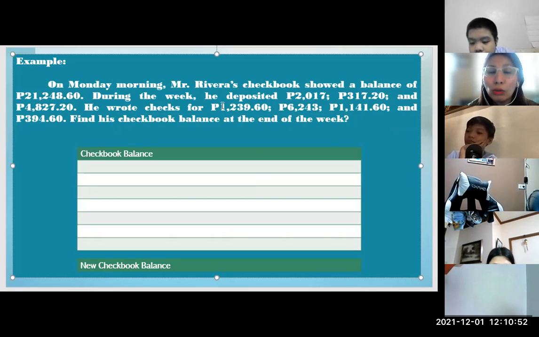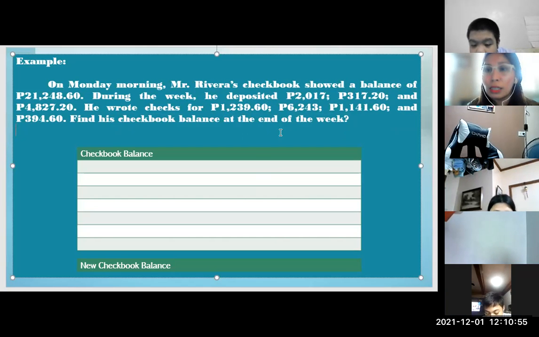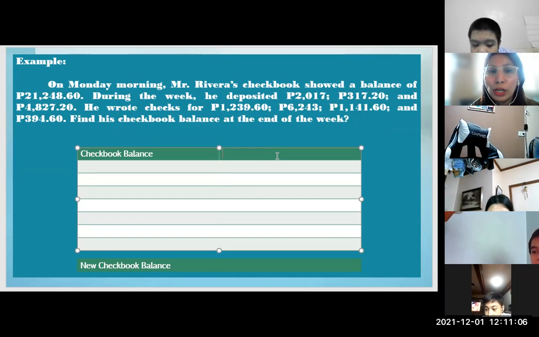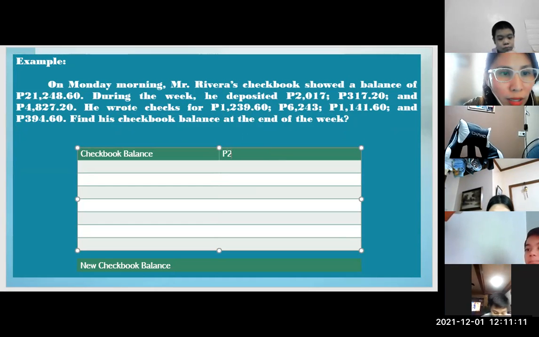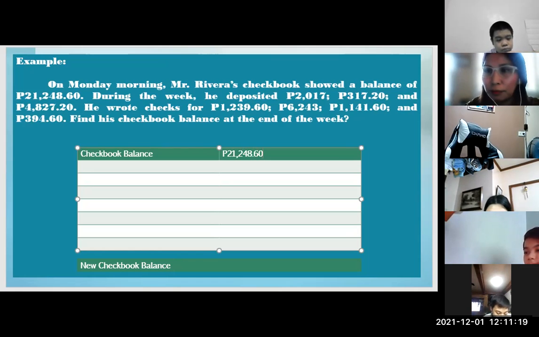Okay? So, we need to encode all of the amounts given. That's all for this problem. So, let's start. On Monday morning, Mr. Rivera's checkbook showed a balance of, now we need to encode the peso sign, 21,248.60. Right? Checkbook balance, 21,248 and 60 centavos. This is it.